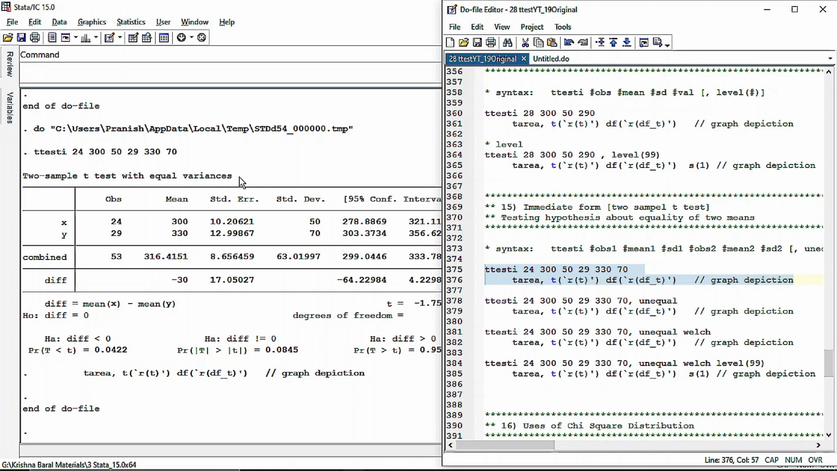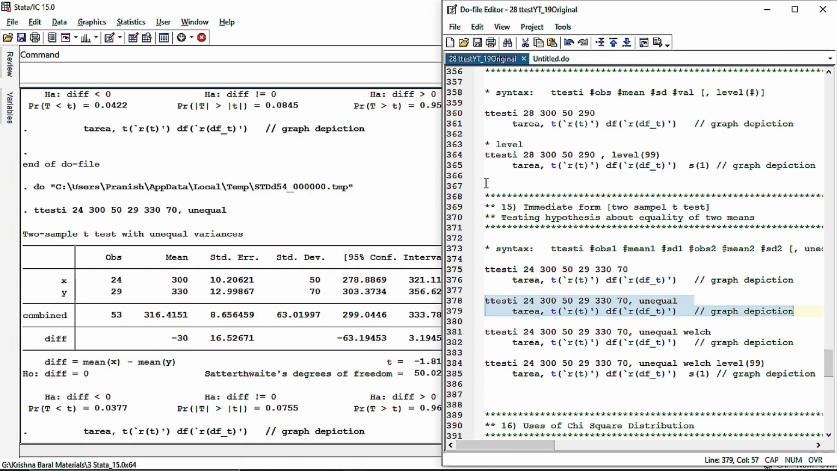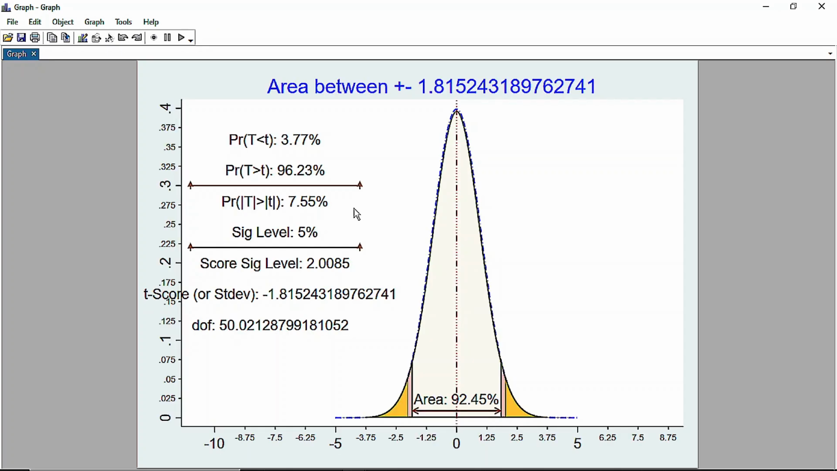So for the first case, we have assumed that the population variance is unknown, but they are equal. Now, if we assume that the population variances are unequal, let us see how the analysis changes, or will it not change. We get the same result for the two-tailed test, we fail to reject the null. For the right-tailed test, we fail to reject the null, and for the left-tailed test, we reject the null because our p-value is quite less than the significance level, and we conclude that the average of the second sample is greater than the average of the first sample.